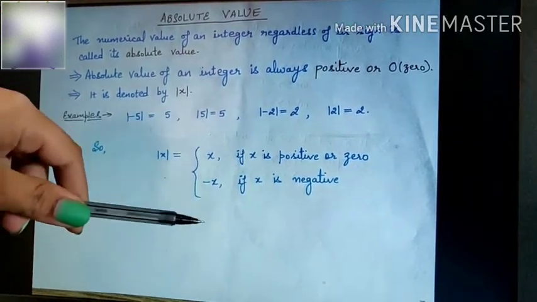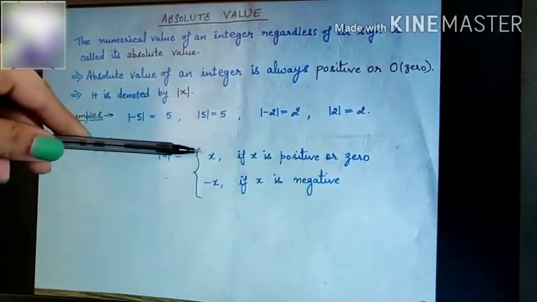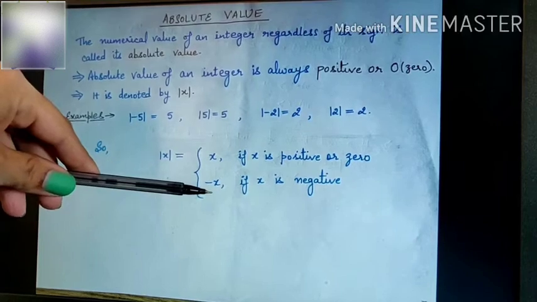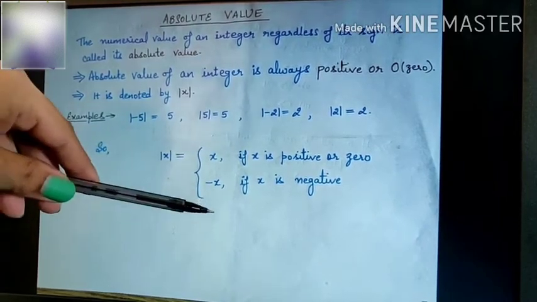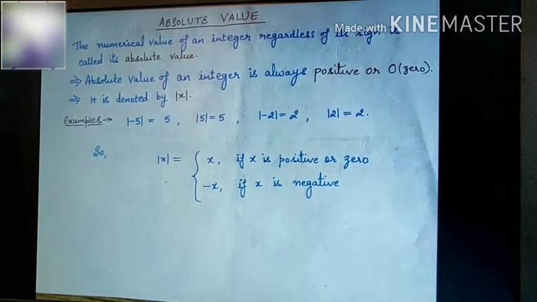This is the formula. As you can see, if x is positive or 0, it will remain the same. If it is negative, then we take the negative of x, so that the negative of a negative number is always positive, so it will be turned to positive.